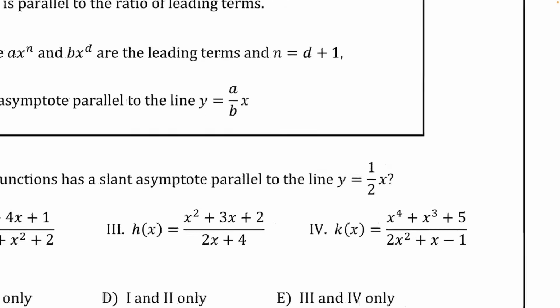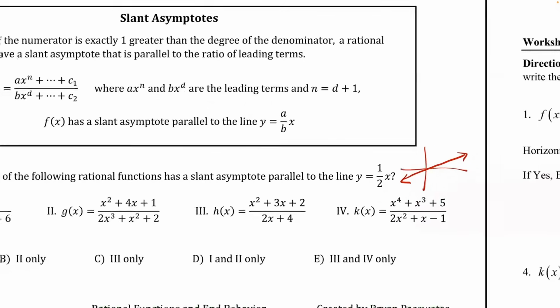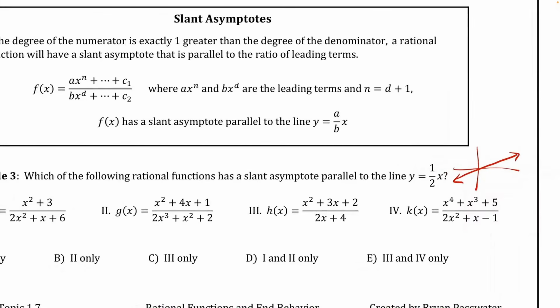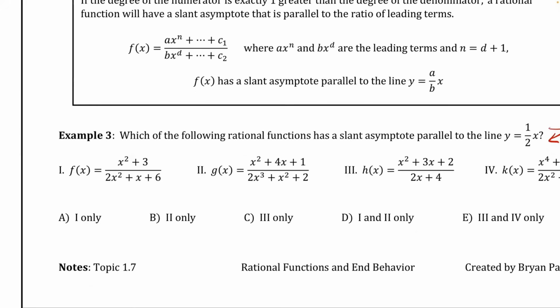Notice that 1/2 x is not a constant. It's not this flat line. 1/2 x is this line that looks like this. It's no longer flat. We're looking for something that is parallel to this line. Oh, a slant. A slant asymptote. So it's a slant electric fence. Someone installed the electric fence wonky. It's falling apart.